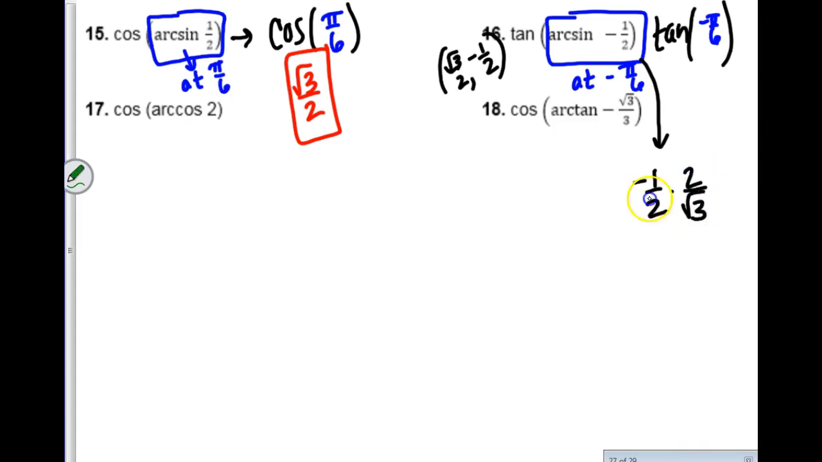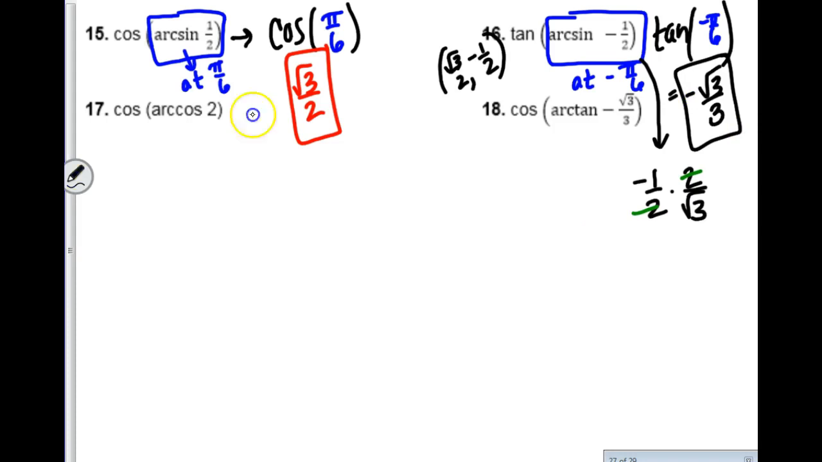The 2's are going to cancel. And then, friends, please make sure you rationalize this ratio. -1 over square root of 3 becomes negative square root of 3 over 3. Fun times. Whew. All right, this next one.